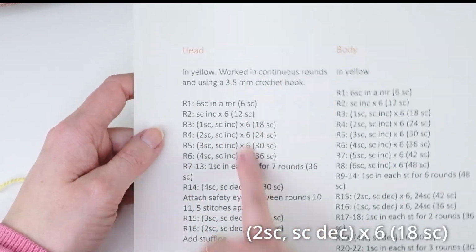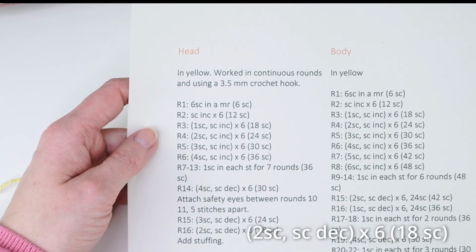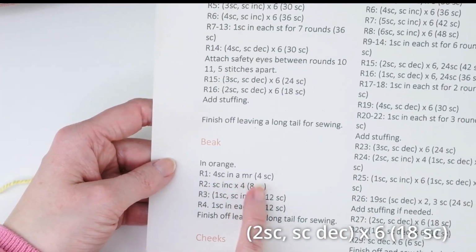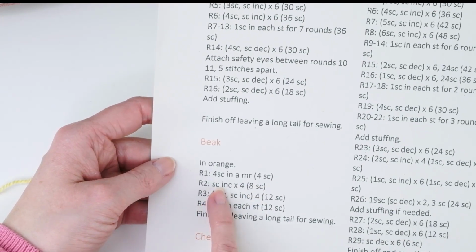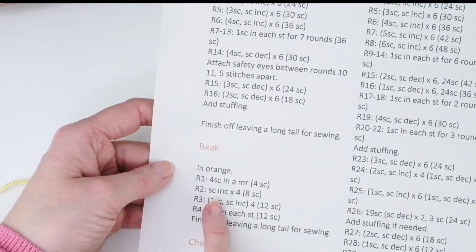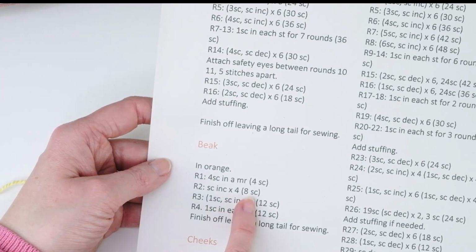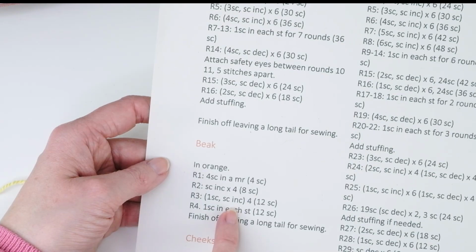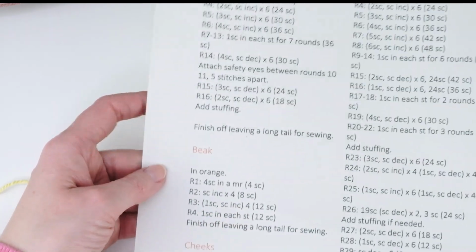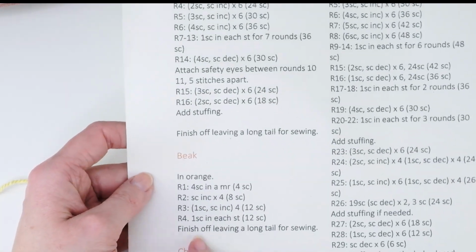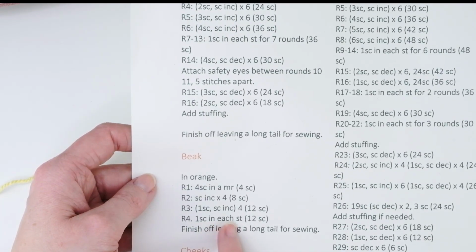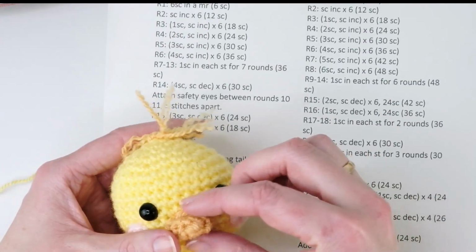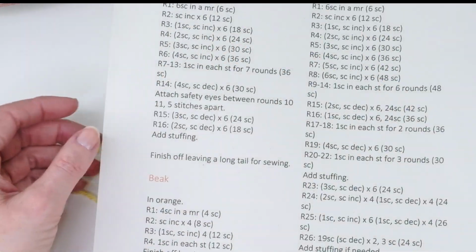Okay, so I think this part is very clear. Then you have the beak. You have 4 single crochets in a magic ring. Here, like I talked about earlier, increase in every stitch 4 times. And then here 1 single crochet and increase in the next, repeat 4 times. Oh, I forgot an X here. See, little mistakes. And then 1 single crochet in each stitch for 1 round. So that's how to make the beak.